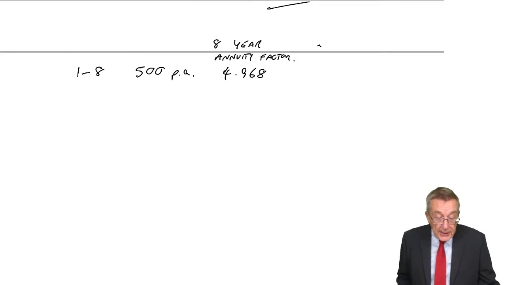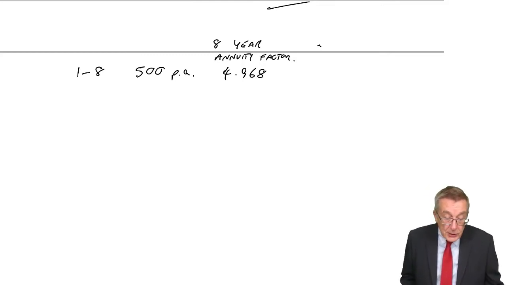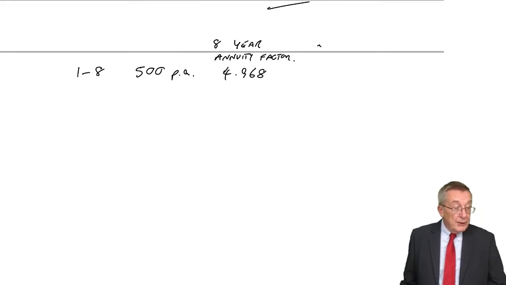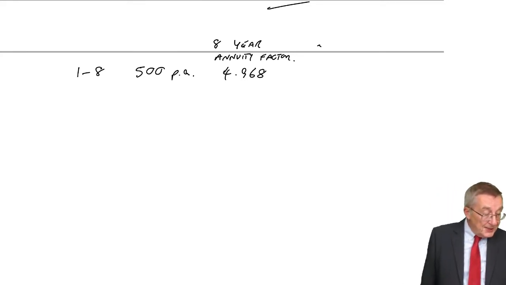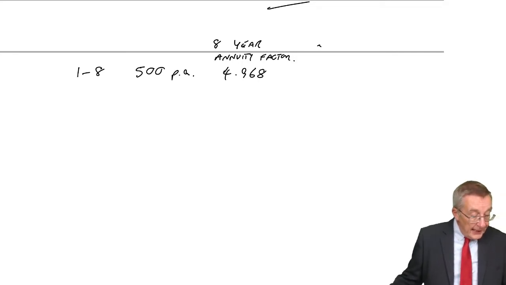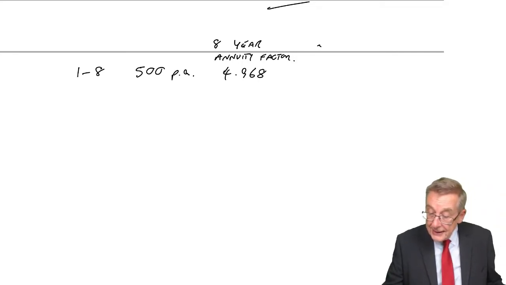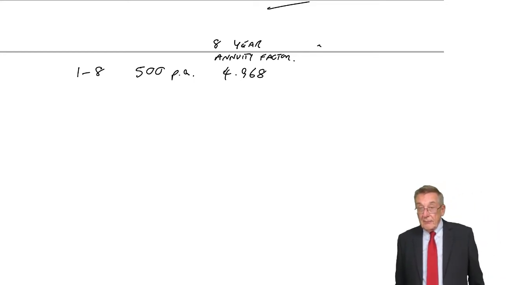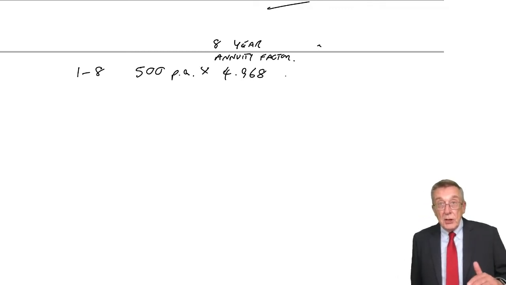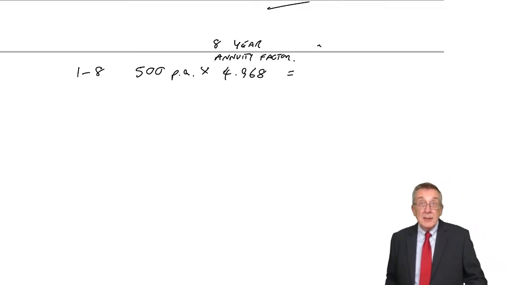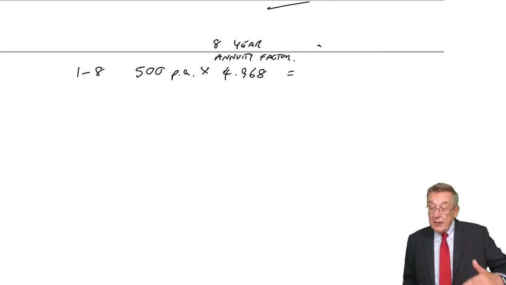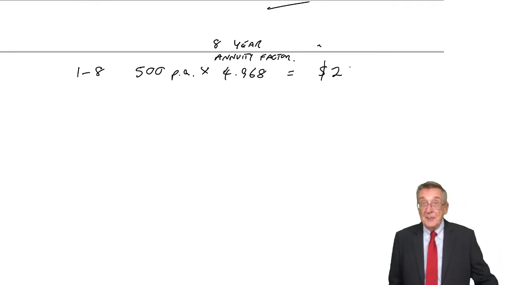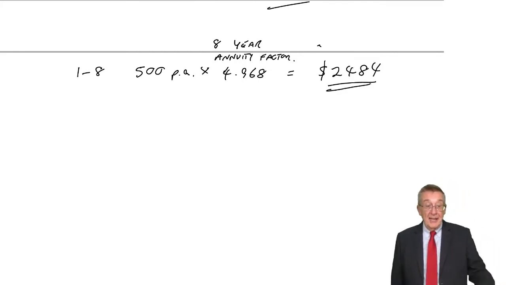And what that is, it's the total of the individual factors on the other tables, the total for 1 year, 2 years, 3 years, 4 years, 5 years, up to 8 years. By all means, check them. That's a bit of fun for you later in the day. Check the annuity tables by adding up the factors on the other tables. As a result, the present value, 500 times 4.968, is 2,484.